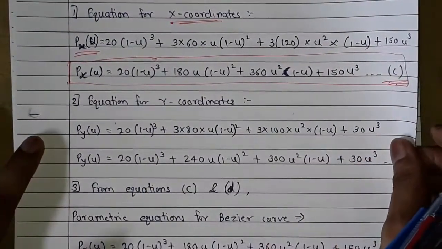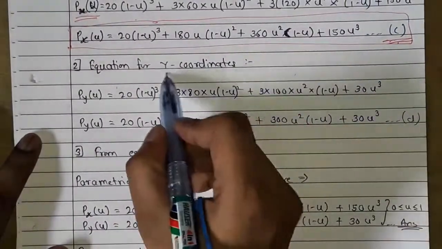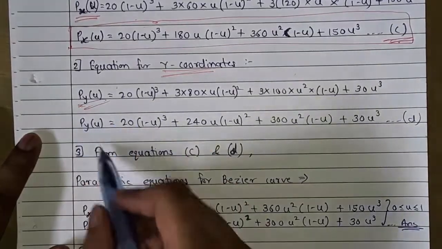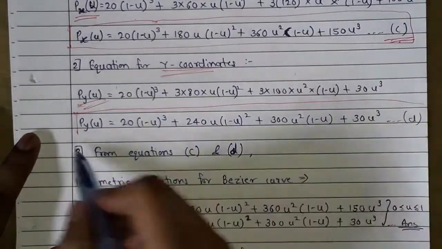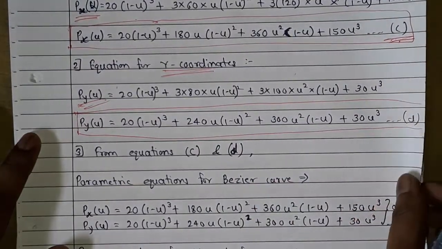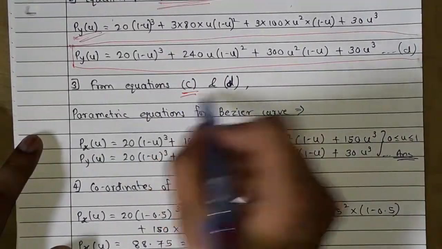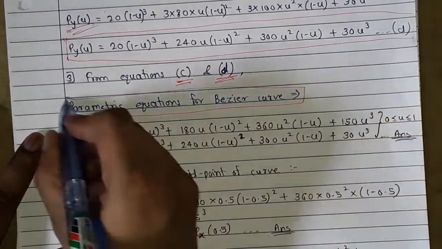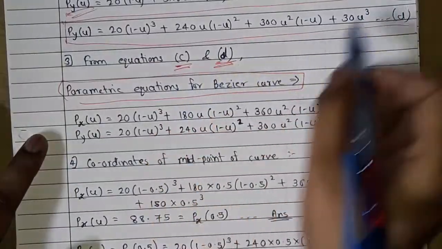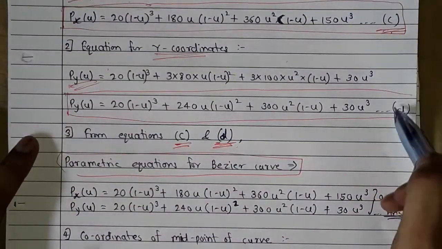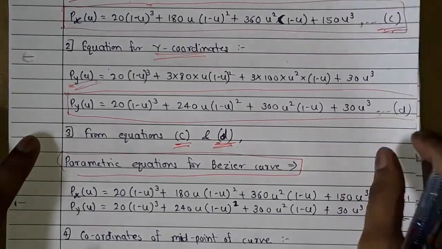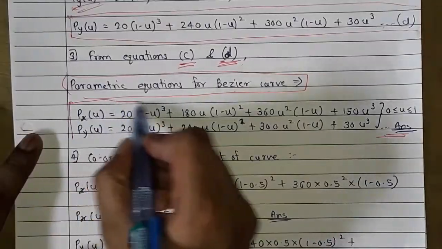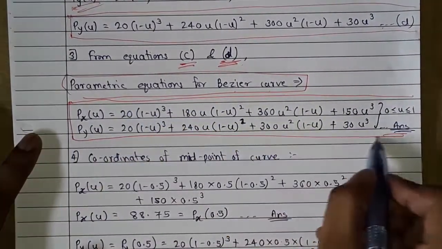Next, similarly friends, we will find the equation for the y coordinates, and after putting the values in equation B, we got this equation, which we have named D. From equations C and D we got the parametric equations for the Bezier curve. These two equations, C and D, are the parametric equations for the Bezier curve. This is our answer. We have rewritten those equations here.